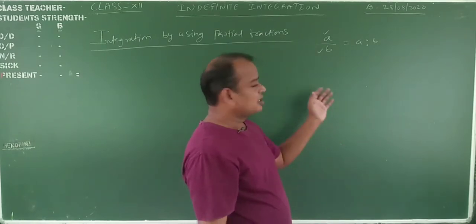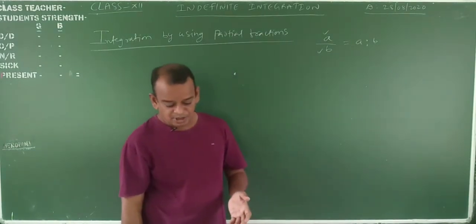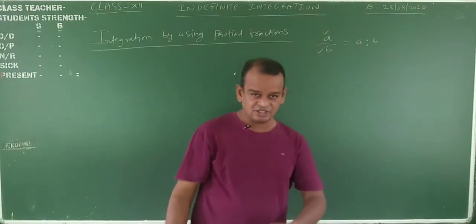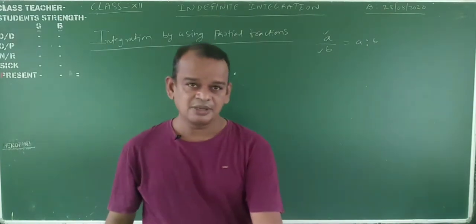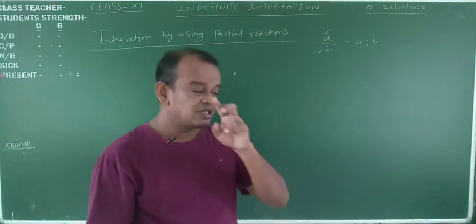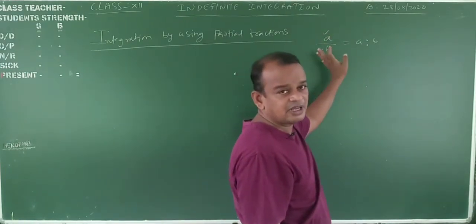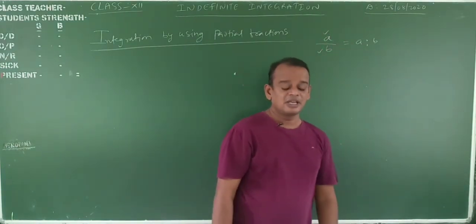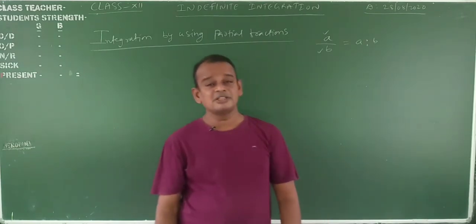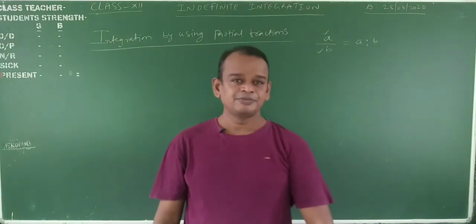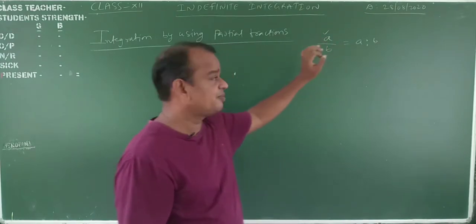This question is asked in the CPT, Common Proficiency Test, and the CA Chartered Accountant exams. This type of question is asked: what is the meaning of a fraction? A fraction is A by B, where A is called the antecedent and B is called the consequent. In this way, it is called a fraction.